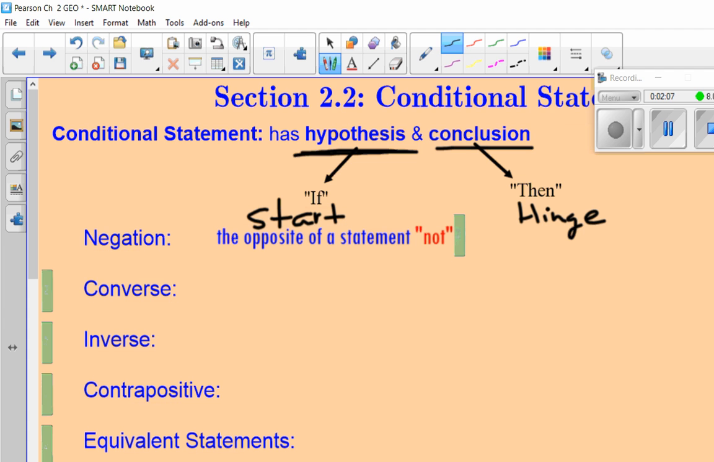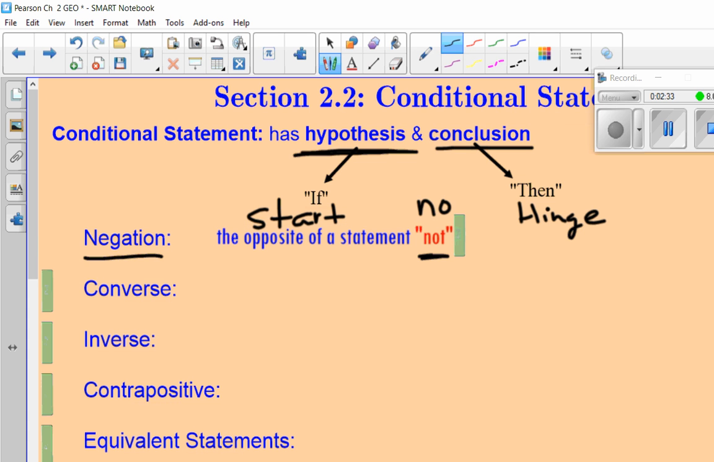Some vocab here that we need to know. The first word is negation, and negation is the opposite of a statement. And so typically we're going to use the word not or no to negate something. So an example would be, if you're not in geometry, then you did not pass Algebra 1. Something like that.